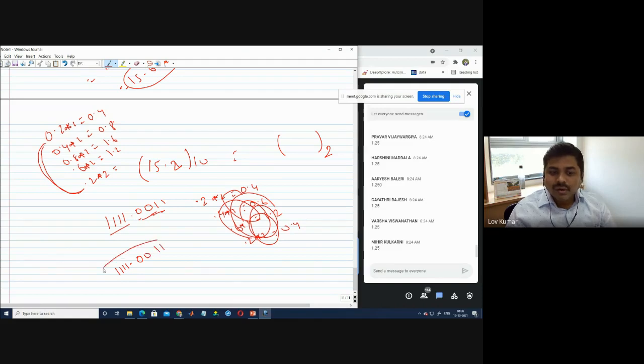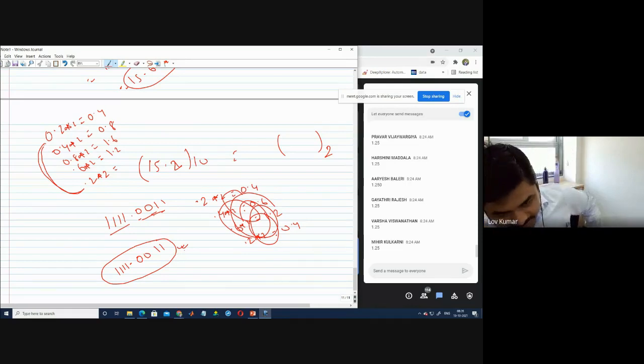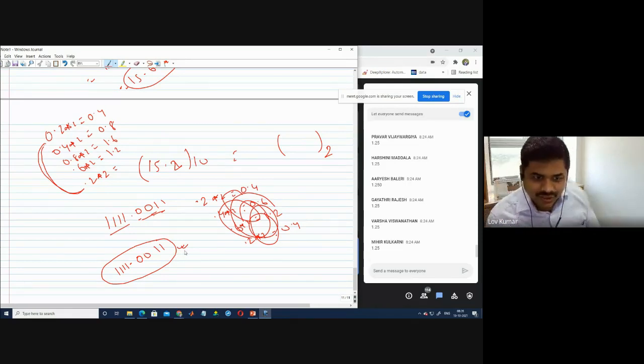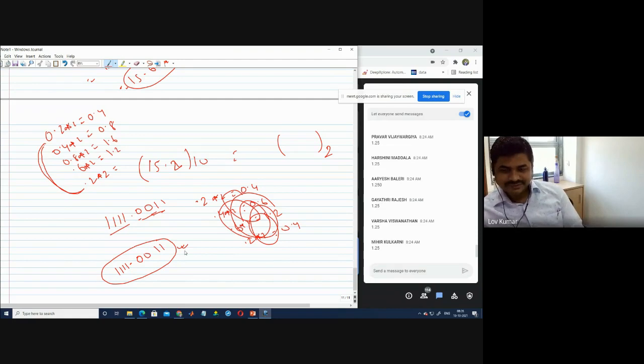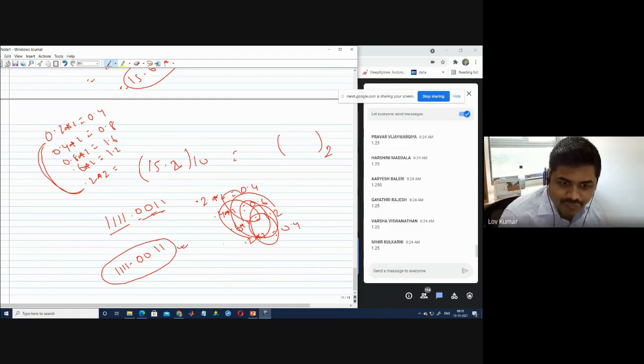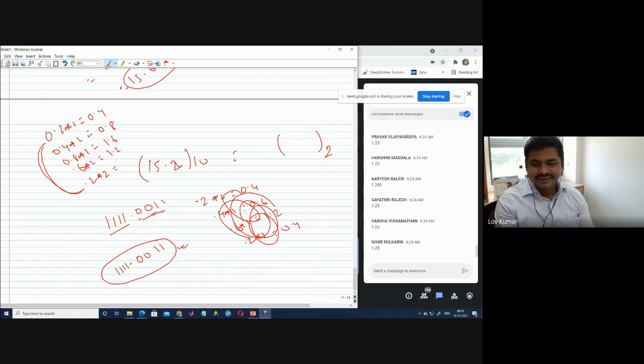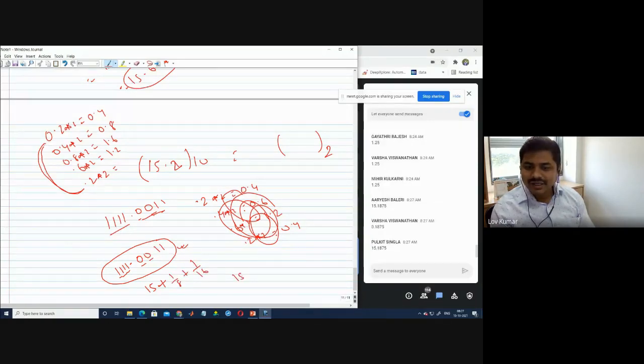And we will get the answer equal to 1111.0011. Now, can you tell me what is the decimal value? If you have written this in binary format, just tell me what the decimal value is. Anyone? This one you already know, 15 point. What will this value be? 15 plus 1 by 8 plus 1 by 16. What value are we getting? 15.1875.